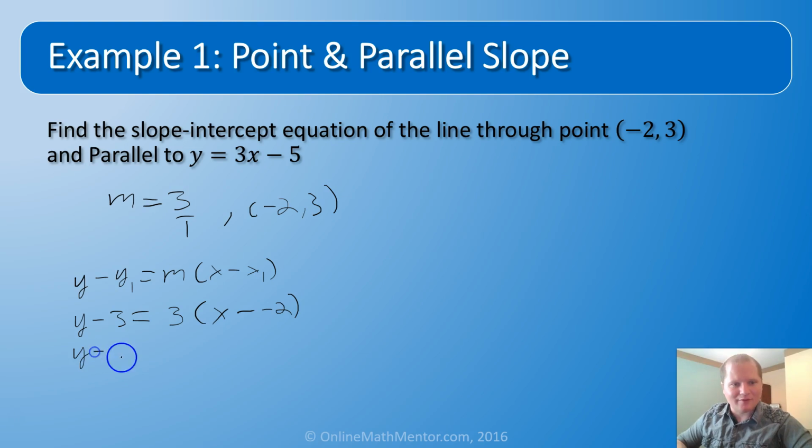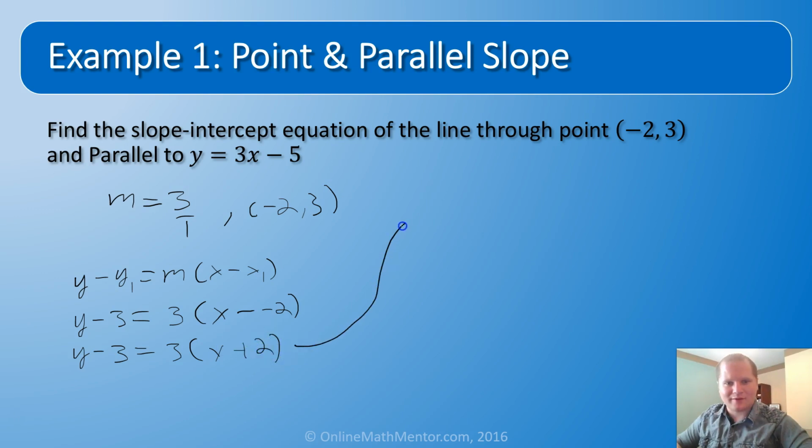Cleaning up our signs, we get y - 3 = 3(x + 2). I'm going to bring this up here and distribute that 3, so we get 3x + 6. Add the 3 to both sides, and our answer is y = 3x + 9.